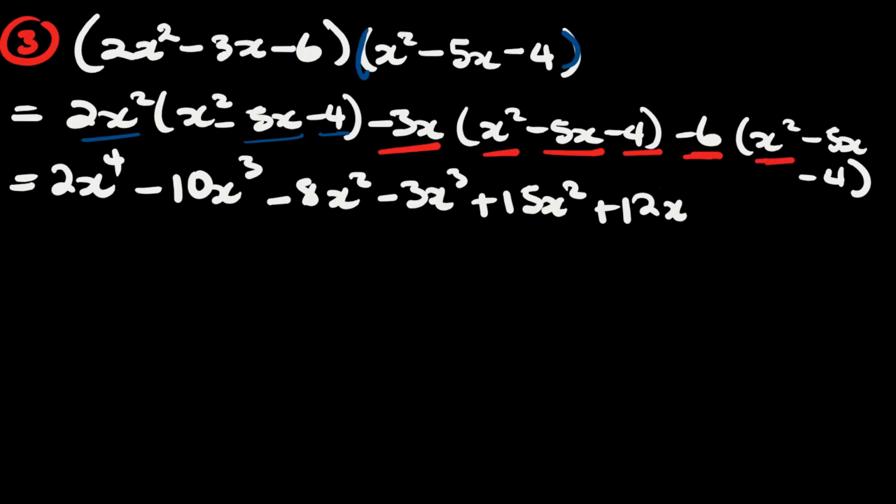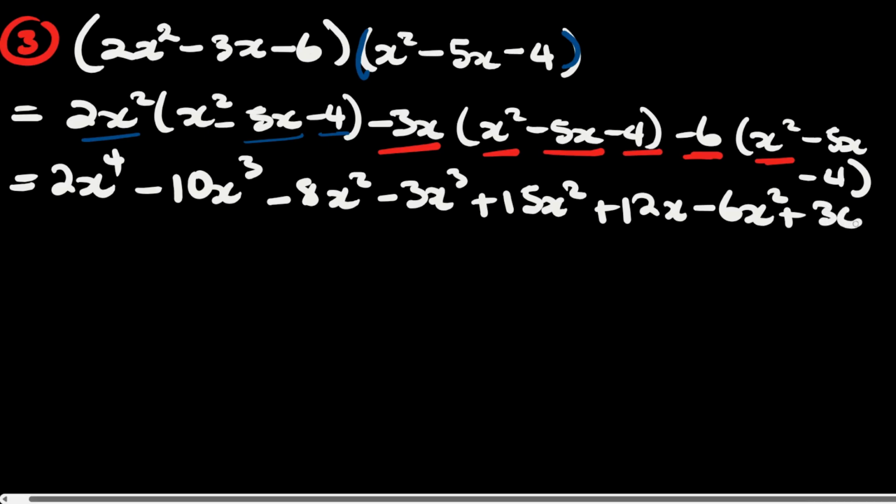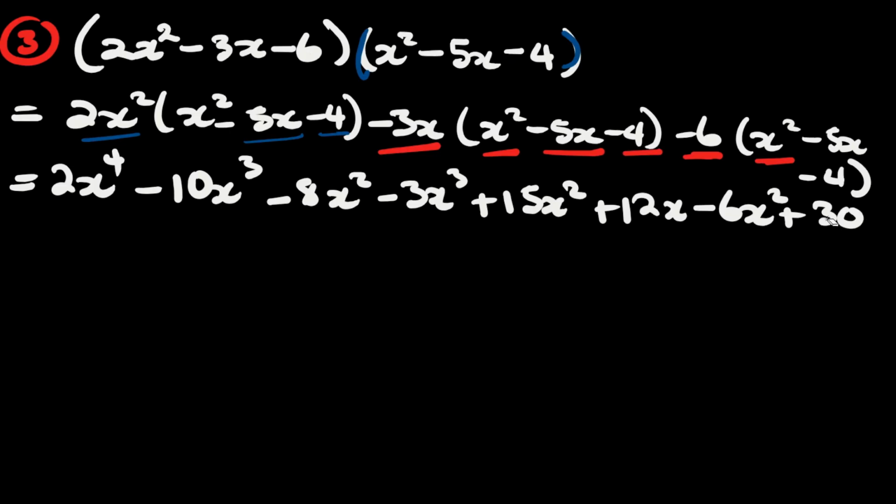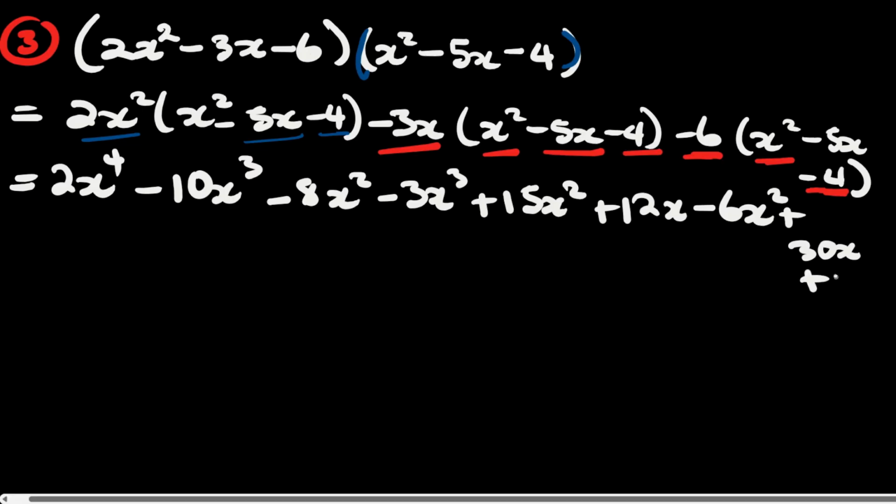Now we're moving on to negative 6 here. Negative 6 multiply x squared, we get negative 6x squared. Negative 6 multiply again negative 5x, we get positive 30x. I don't think I have enough space here. Positive 30x. Then negative 6 multiply negative 4, then we get plus 24.